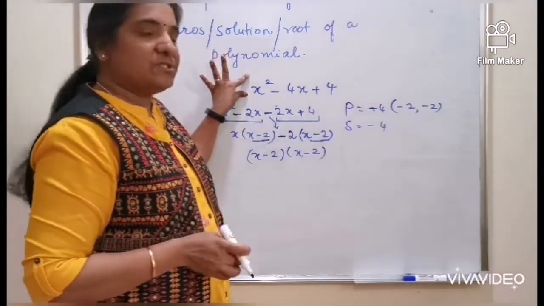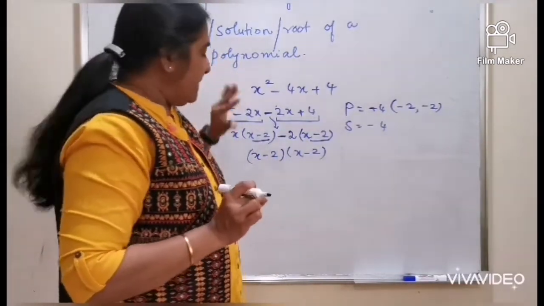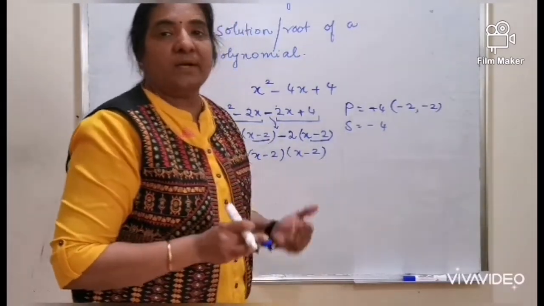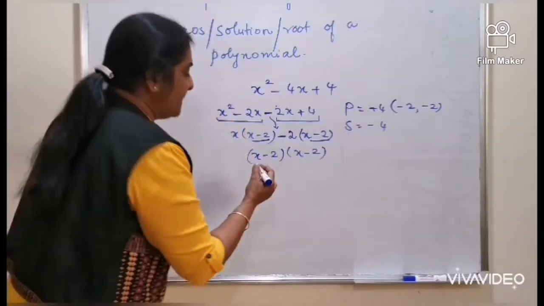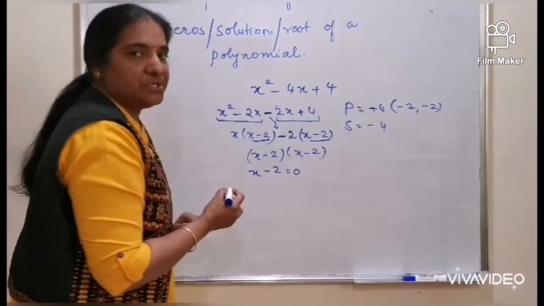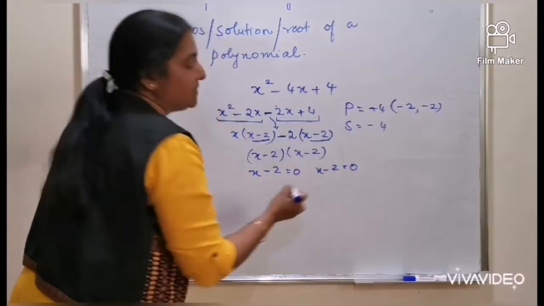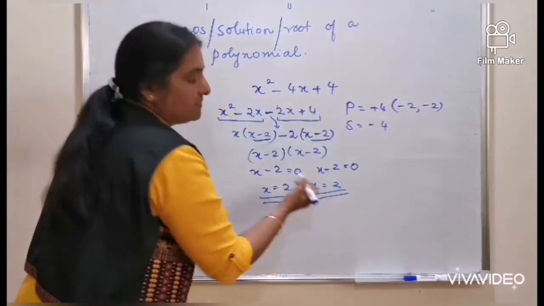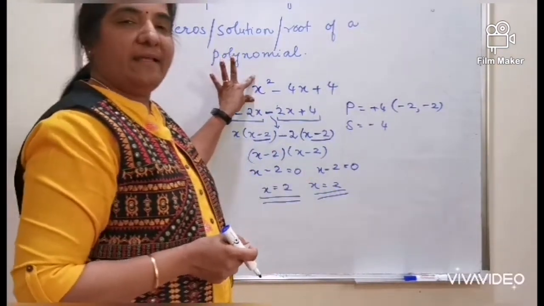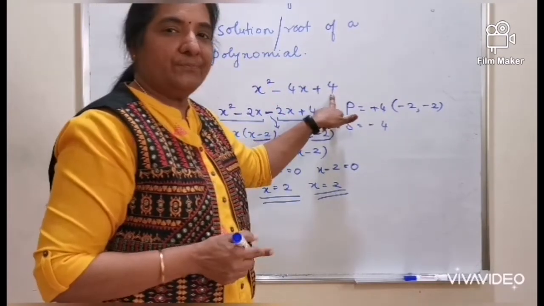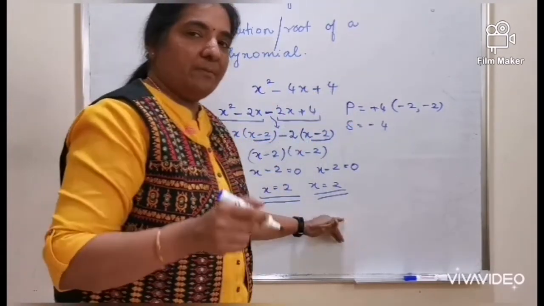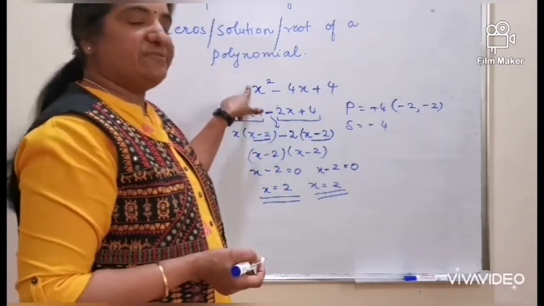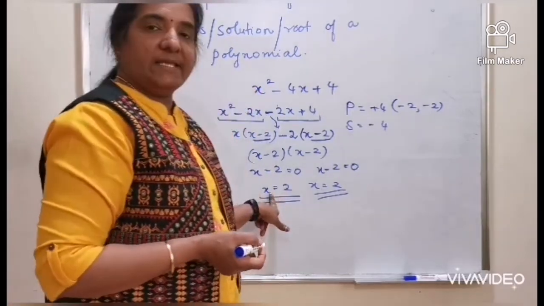The polynomial x squared minus 4x plus 4 is of the form x minus 2 into x minus 2. What are the zeros of this polynomial? x minus 2 equal to 0, x minus 2 equal to 0, x equal to 2, x equal to 2. That means the polynomial x squared minus 4x plus 4 has two zeros, both of them being equal, or the value of x which satisfies this equation is x is equal to 2.